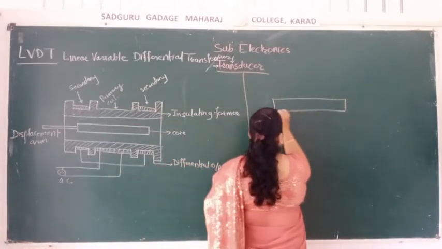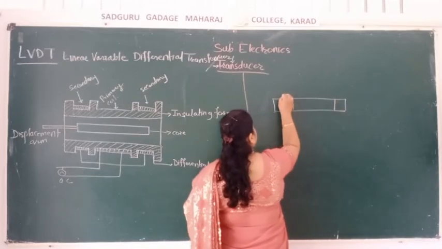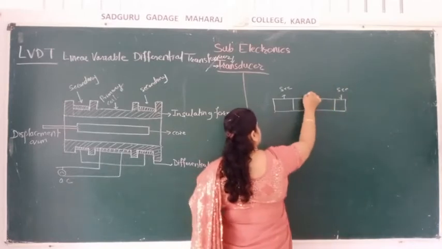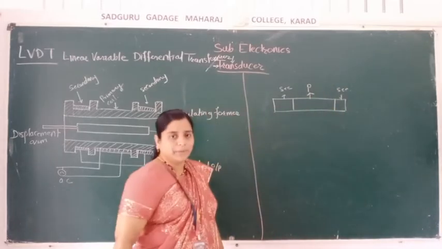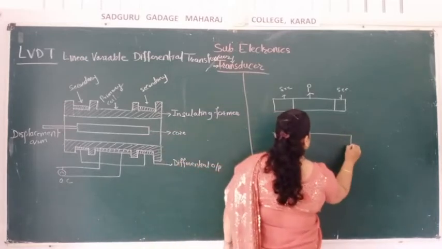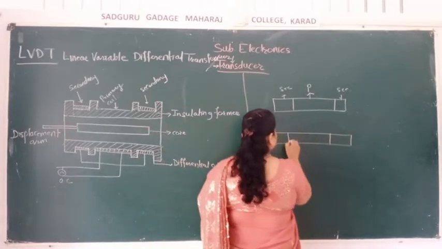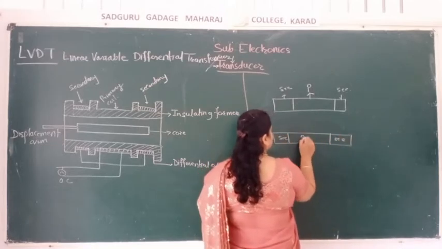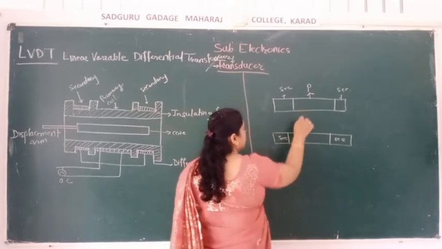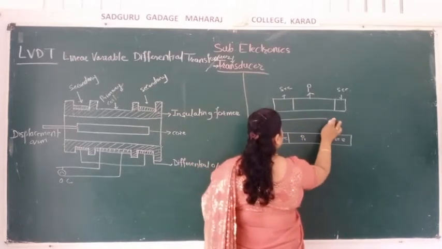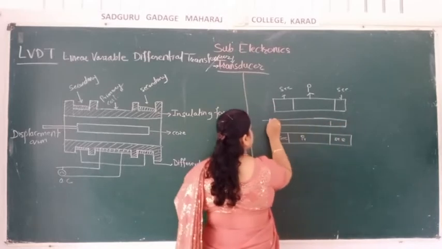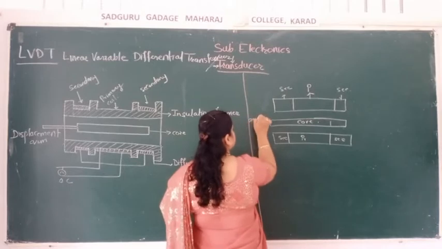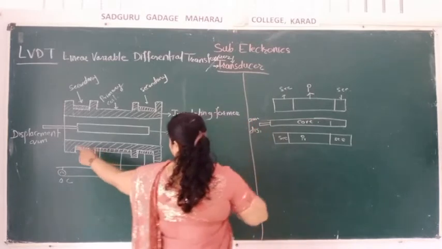See, there are two secondaries, the secondary terminals of the transformer, and only one primary terminal. This is the secondary of the transformer and this is the primary of the transformer. In between these, one core is there, which is connected with this arm to measure the displacement, as seen in the diagram.